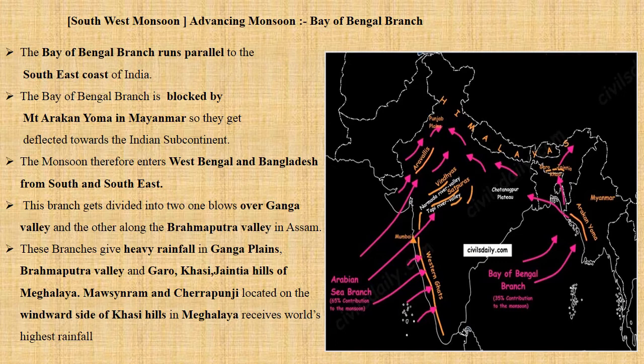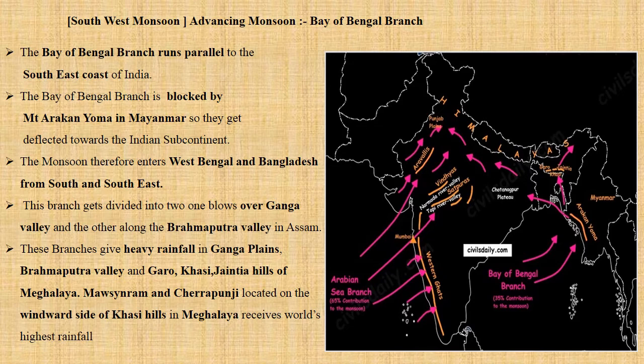Hence, we can say that Thar Desert receives only 25 centimeters of rainfall from southwest monsoon winds. The Arabian Sea branch and the Bay of Bengal branch both meet in Punjab and Haryana, and then they proceed ahead to Jammu and Kashmir. By the time these two branches reach Jammu and Kashmir, they lose moisture. So, even Jammu and Kashmir receives less than 25 centimeters of rainfall from both the branches.